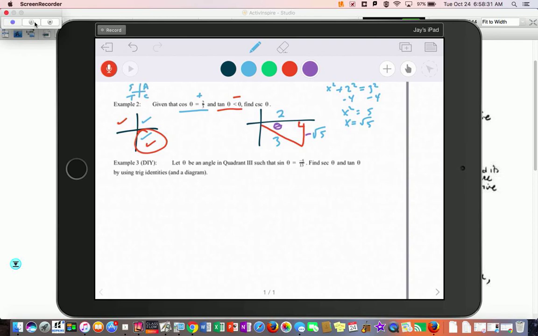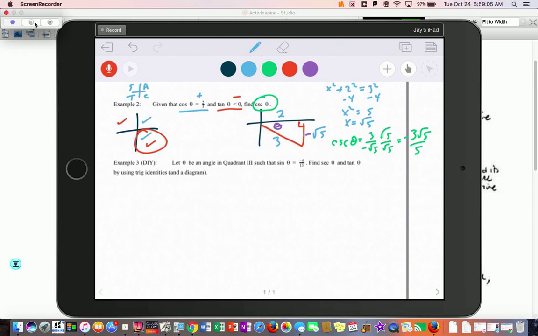It's the down direction. So the last thing they ask us to find is what is cosecant. Now cosecant is the reciprocal of sine. So cosecant of theta would be, instead of opposite over hypotenuse like sine, it's hypotenuse over opposite. Then you have to rationalize it, and you get a negative 3 root 5 over 5.